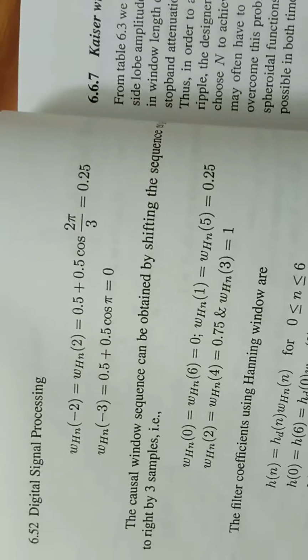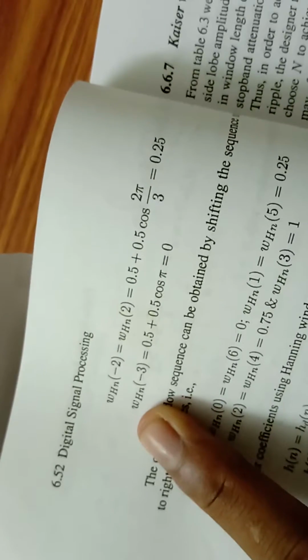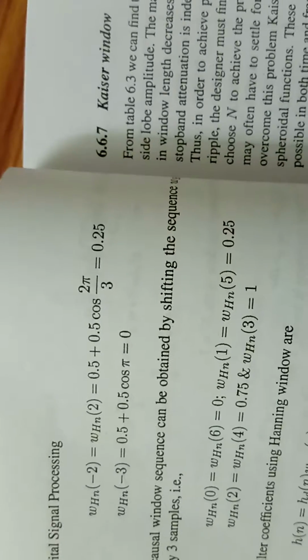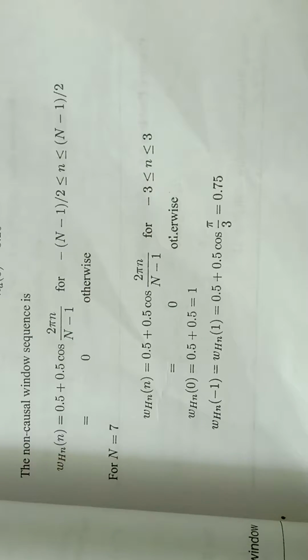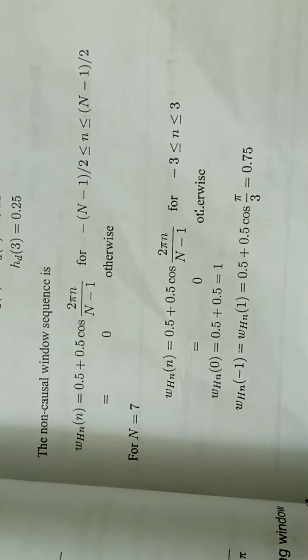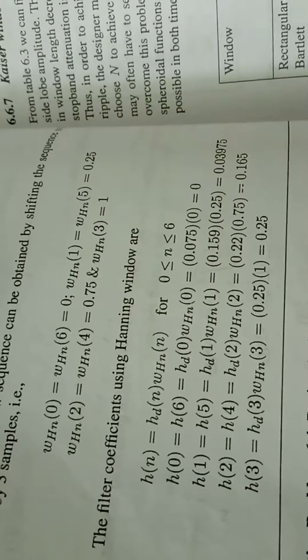Don't be confused about what is meant by shifting here. Whatever value you have at the last, you have to consider that as the 0 value, and the maximum value at the center. That means 0 and 6 become 0, then 1 and 5 become 0.25, then 2 and 4 become 0.75. Then the remaining value becomes 1. Are you clear? That is the only difference.